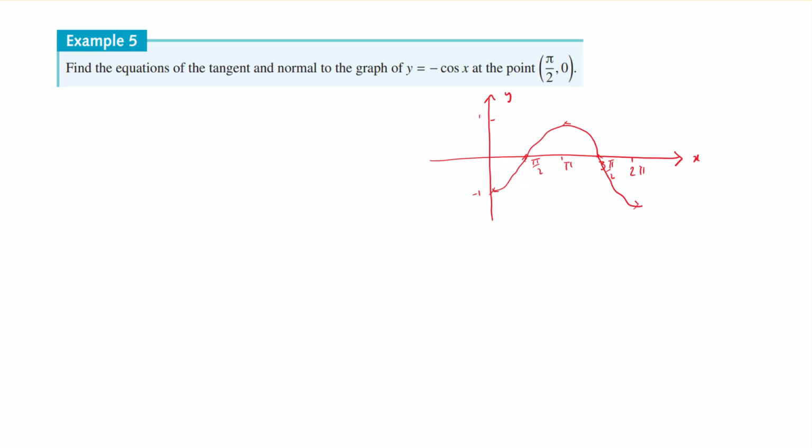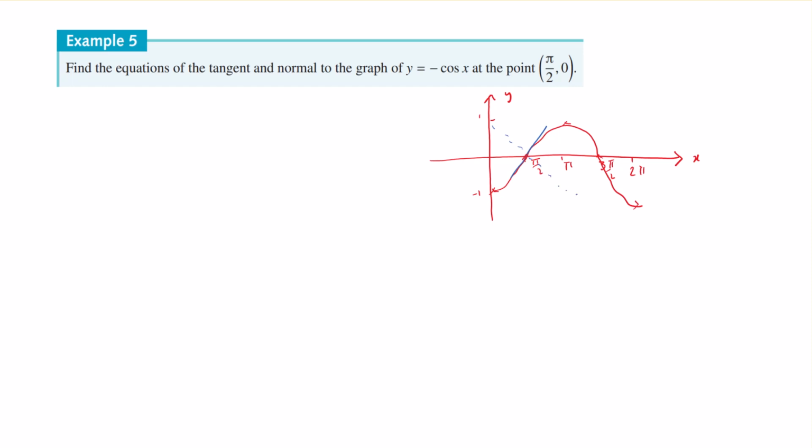Now, I'm going to look at that tangent there, and I can see that it's going to be 45 degrees for the tangent. So the equation's going to be at 45. It goes through π/2, and if it's 45, the y-intercept will be minus π/2, and the gradient will be 1. So I know already that the equation for the tangent is y equals 1x minus π/2. Now, the normal is going to go the other way, like that.